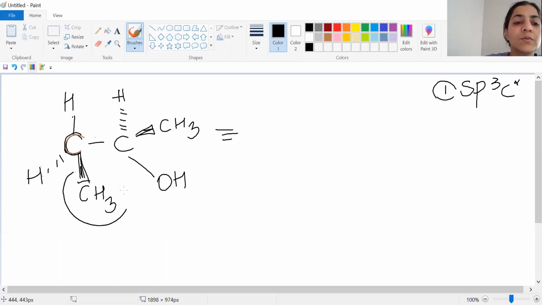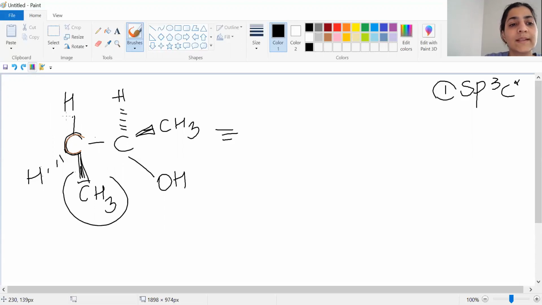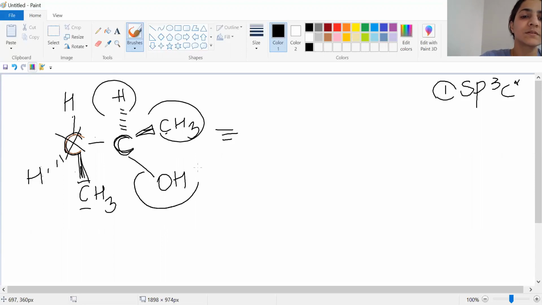But are all the groups different? So while 2 types of the groups are definitely different, these 2 are not. So I know that this particular carbon is not chiral. Similarly, this carbon, it has all 3 hydrogens as exactly the same groups. So this is also not a chiral carbon. Same with this. This carbon, however, has 4 electron densities around it and it has 4 different groups around it.